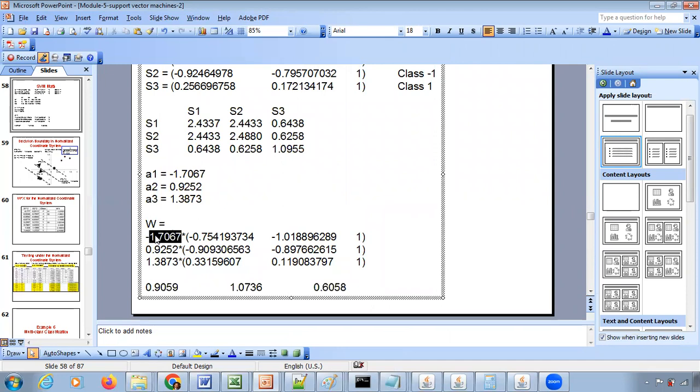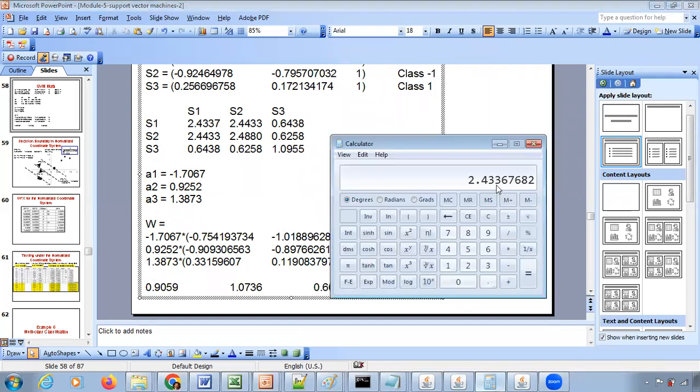So that is your A1 here times the S1 vector plus A2 times the S2 vector plus A3 times the S3 vector. So you have to do the term-wise multiplication here. It's a minus and minus, so we just multiply the values. 1.7067 times 7.542. Then this is a minus and a plus, so we have to put a minus, 0.9093 times 9252. And then both are plus here, so it's plus 1.3873 times 0.3316. So multiplying each of these A1, A2, A3 with the first term in these vectors will give you 0.9659.